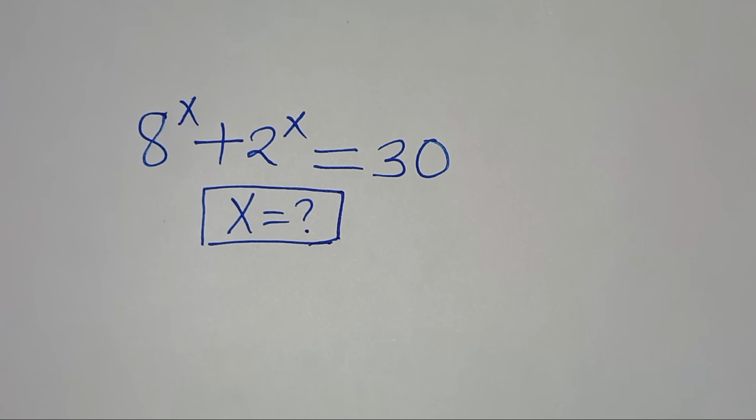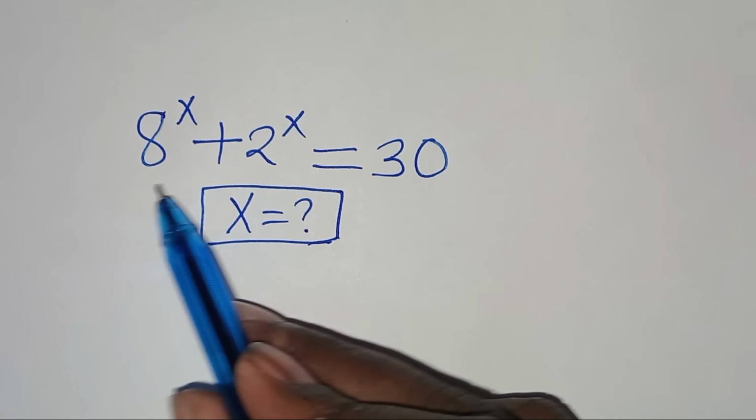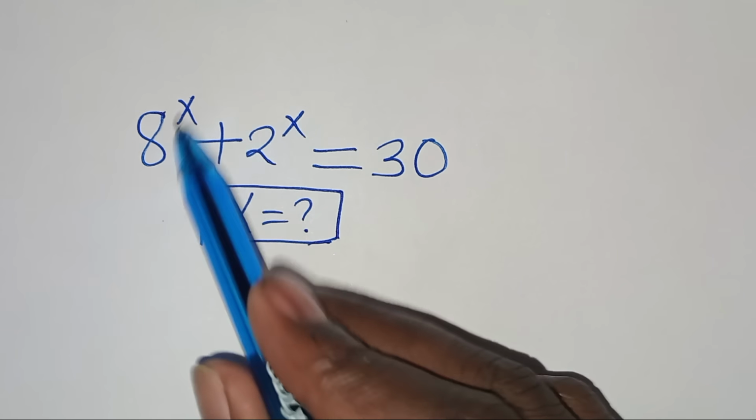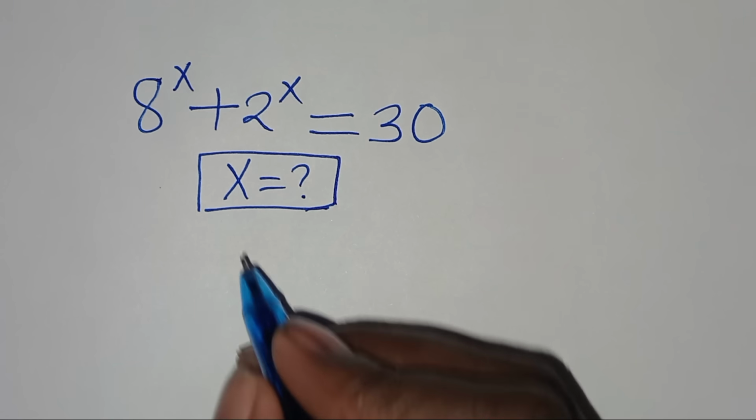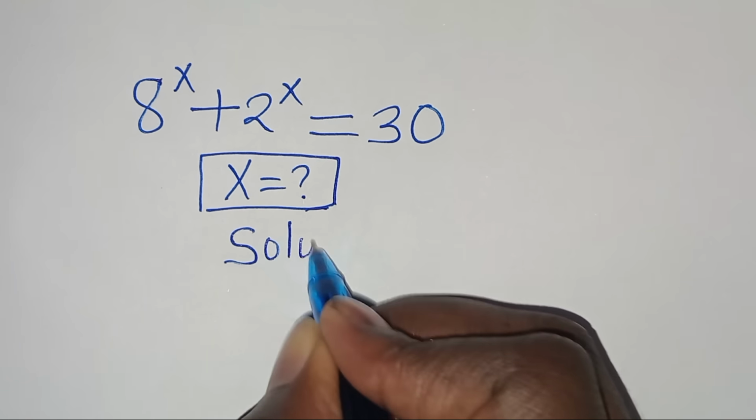Everyone, you're welcome to solve this nice exponential equation, which is 8 to the power of x plus 2 to the power of x. It is equal to 80. So what is the value of x? Now let's provide a solution from here.